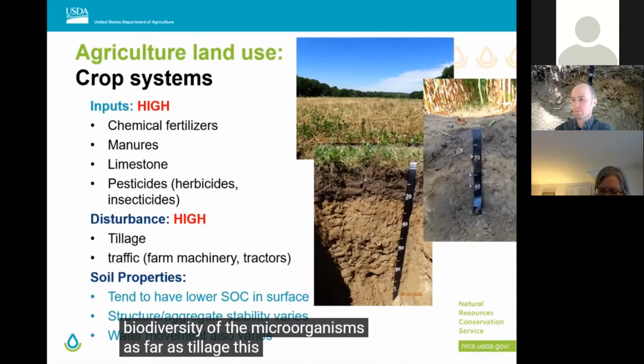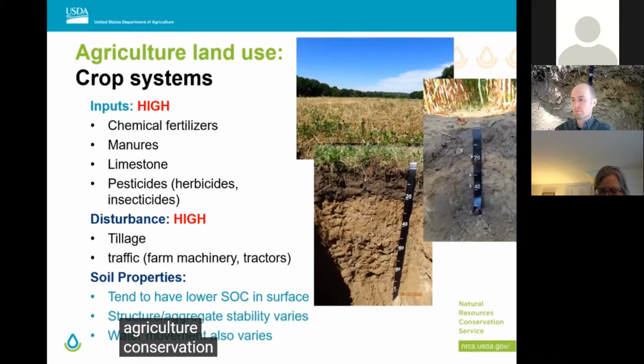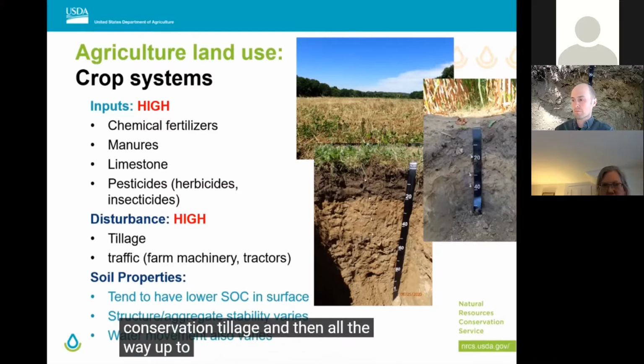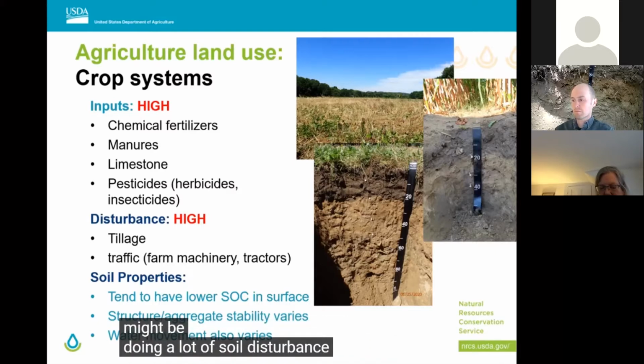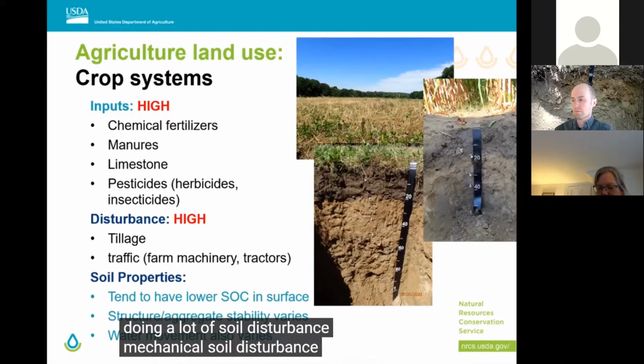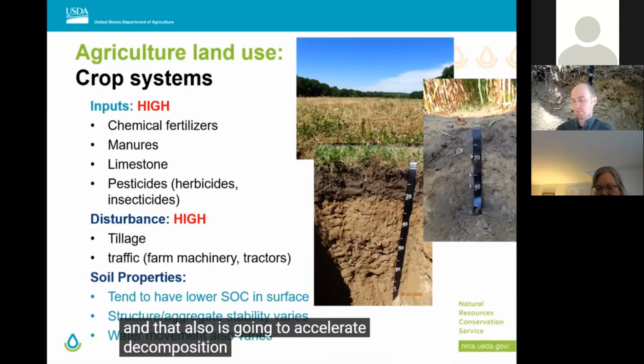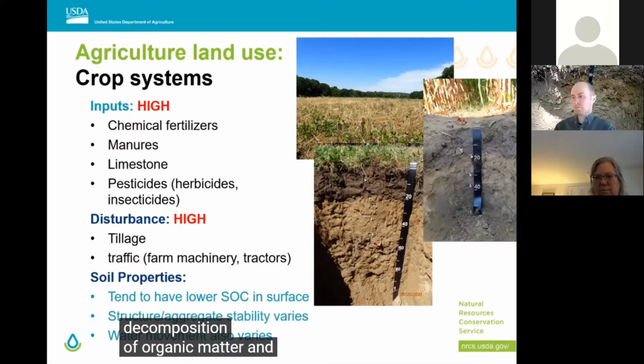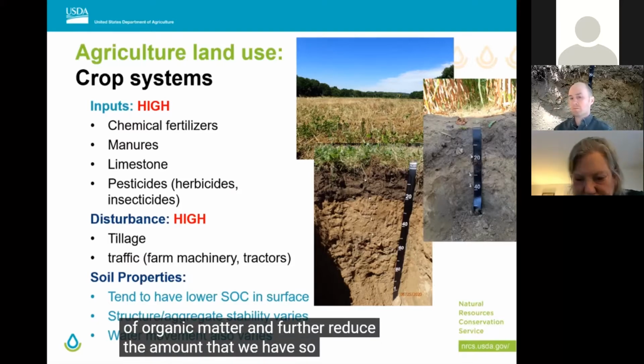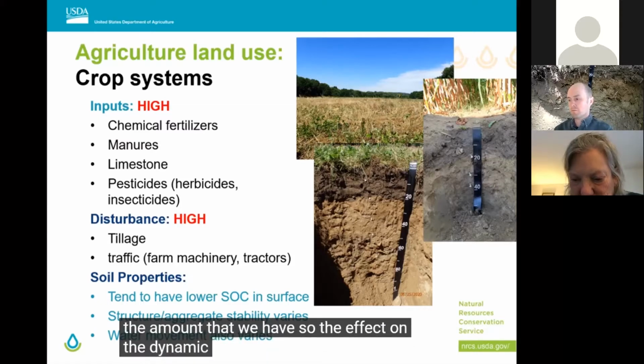As far as tillage, this can vary quite a bit because we do have no-till agriculture, conservation tillage, and then all the way up to conventional tillage where it might be doing a lot of mechanical soil disturbance. That also is going to accelerate decomposition of organic matter and further reduce the amount that we have. So the effect on the dynamic soil properties is that overall we're going to have lower soil organic carbon and organic matter in the surface.